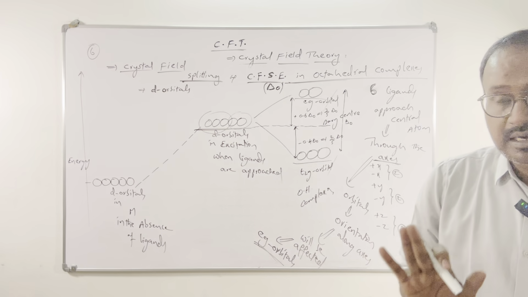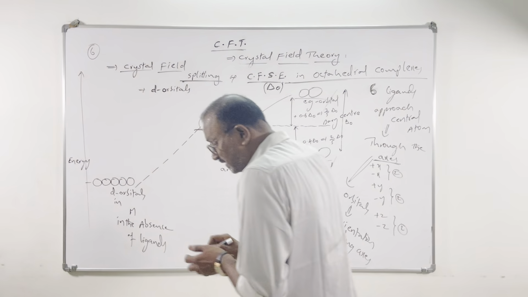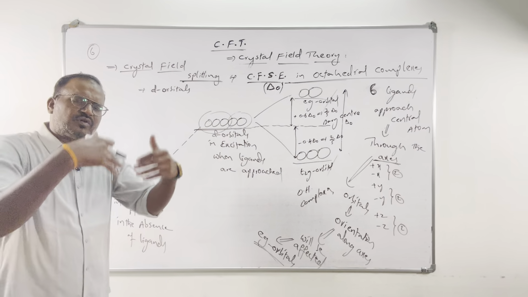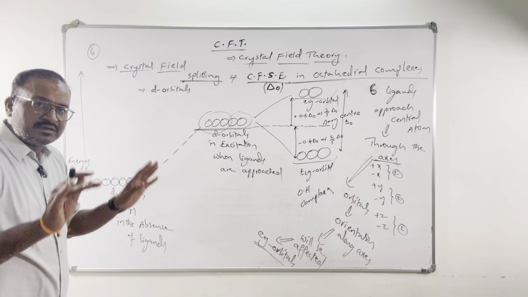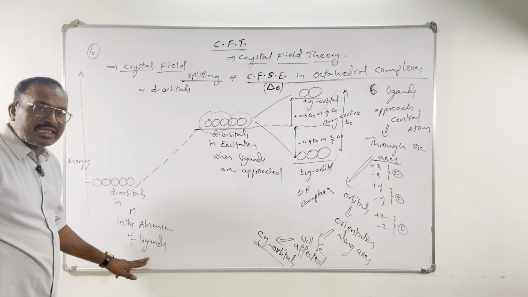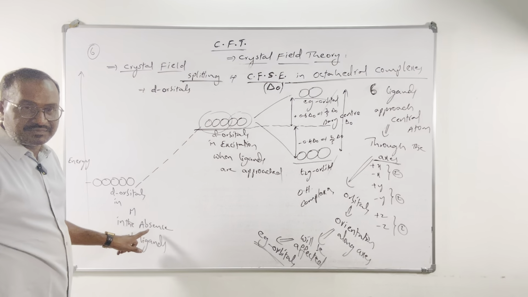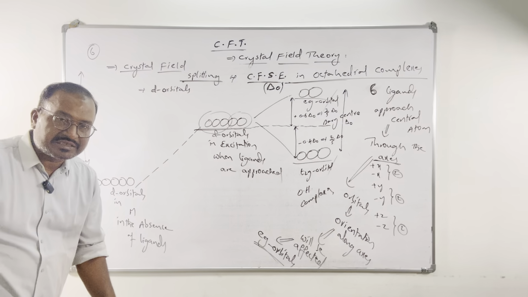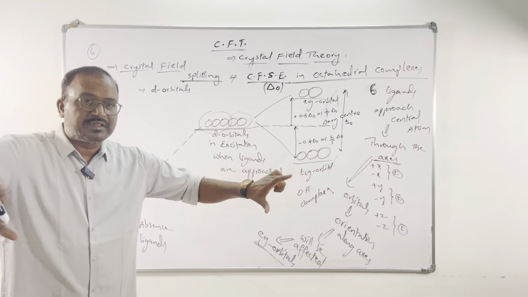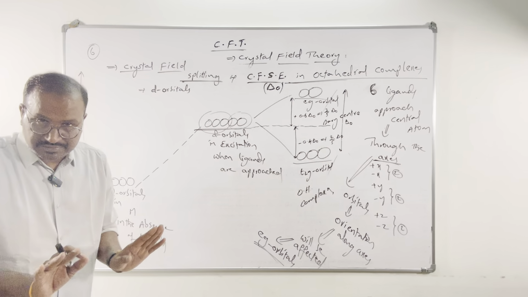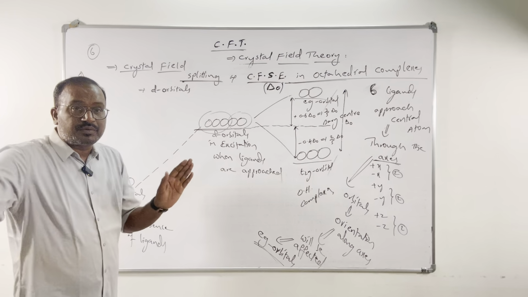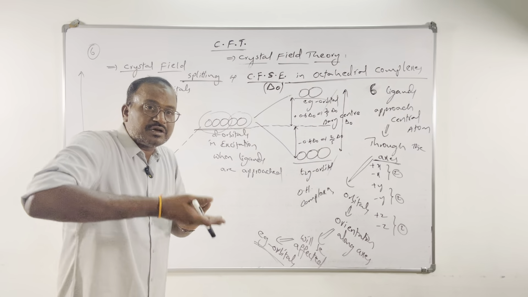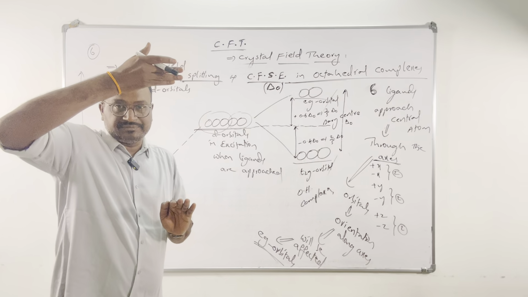Once again I am saying, before octahedral complex formation, when no ligands are present around the central atom, the d orbitals of the central atom will be lowest in energy. All five d orbitals will be present with equal energy. When the ligands approach the central atom, due to primary interaction the energy of the d orbitals increases.